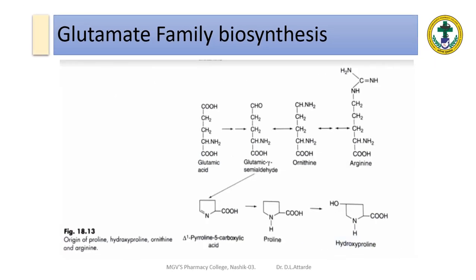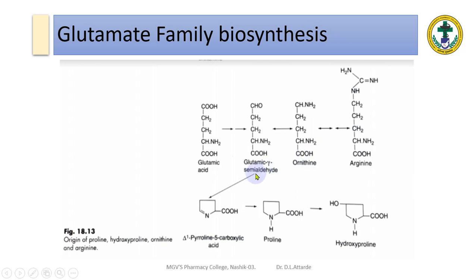Once glutamine is formed, glutamic acid is involved in the formation of glutamic gamma-semialdehyde, which leads to the formation of ornithine, which further gives arginine. The formation of ornithine and arginine is very important because it gives rise to a very important group of alkaloids, the tropane group of alkaloids from ornithine.